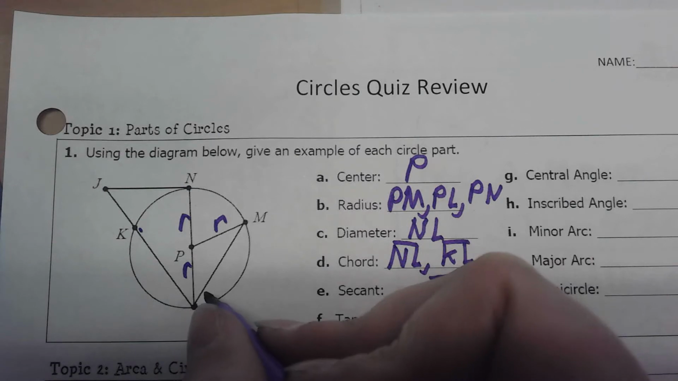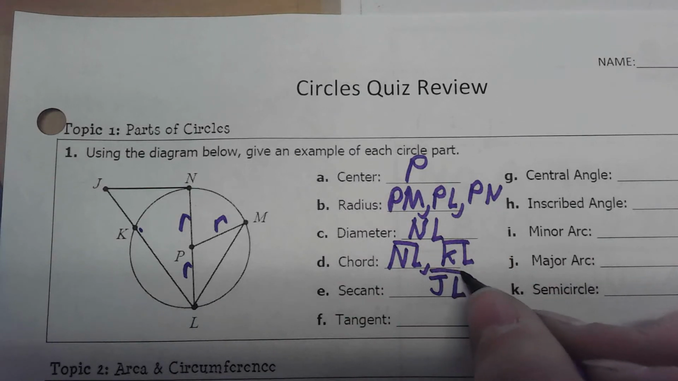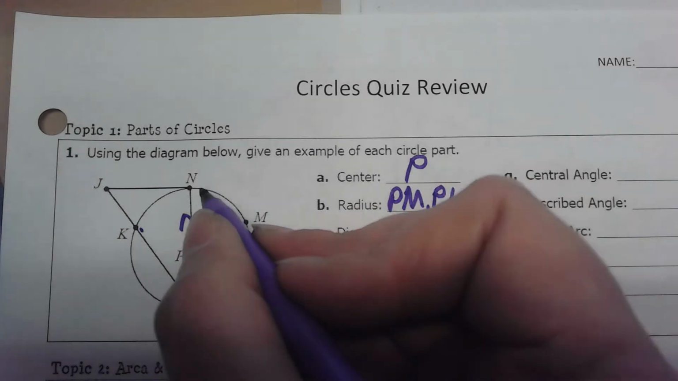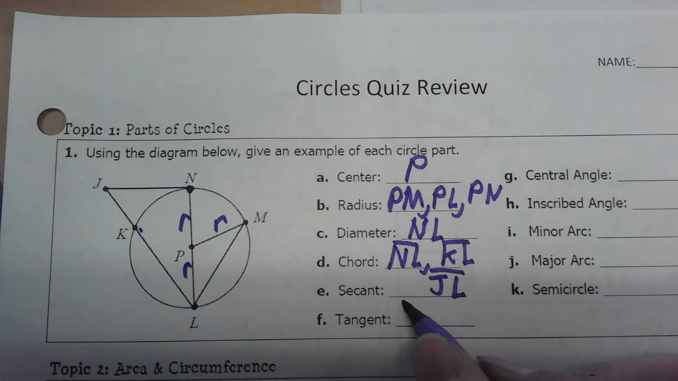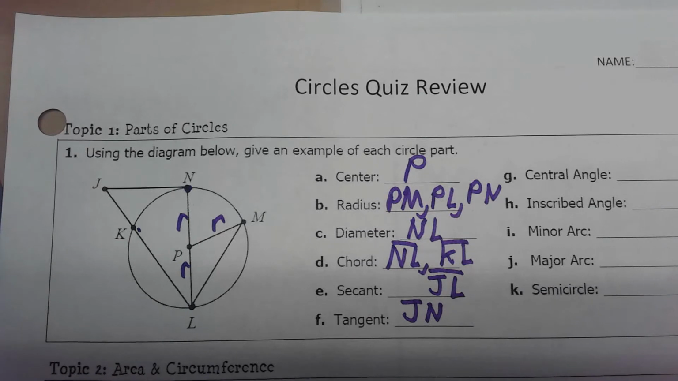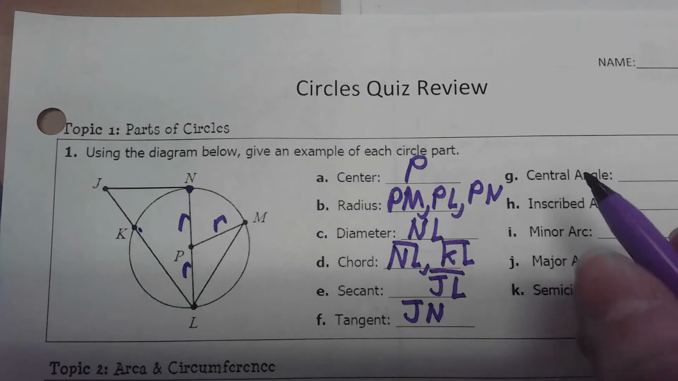Okay, and we would have that be, so JL is the secant, and then also a tangent intersects at 1 point, so it would intersect at N right there. So JN is a tangent. Central angle, so it's going to be from the center. Okay, so we have angles.